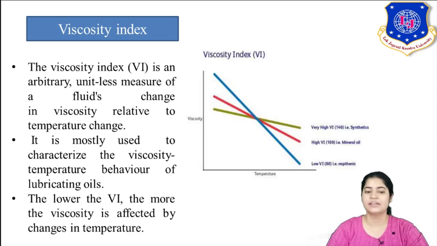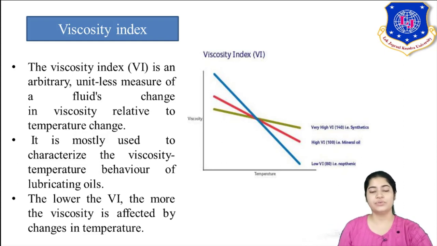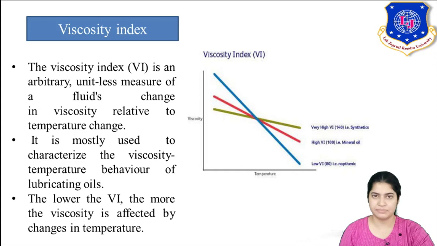You can see the viscosity versus temperature graph. The blue line indicates low viscosity index. You can see the slope is very high. A large slope means a low viscosity index. So I can get a new relation here: the larger the slope, the lower the viscosity index. And what is the meaning of a low viscosity index? That your viscosity is affected by changes in temperature.